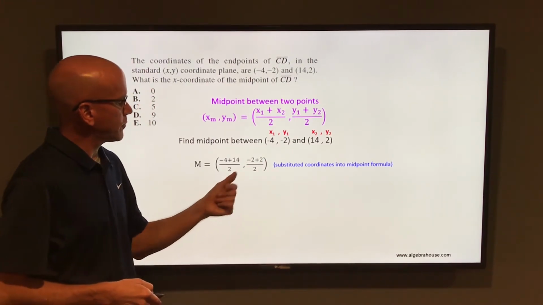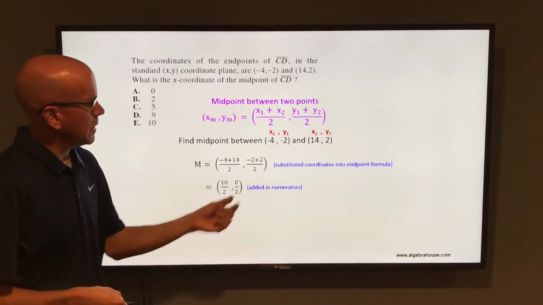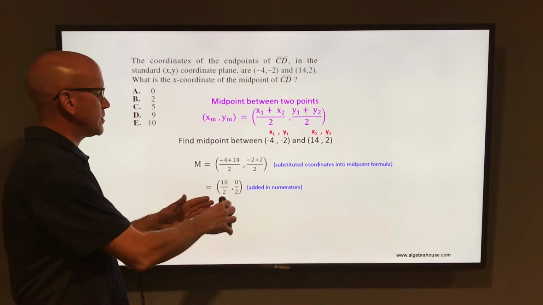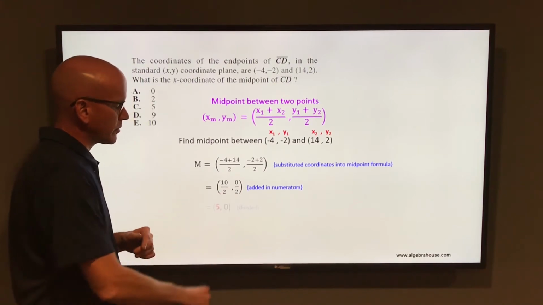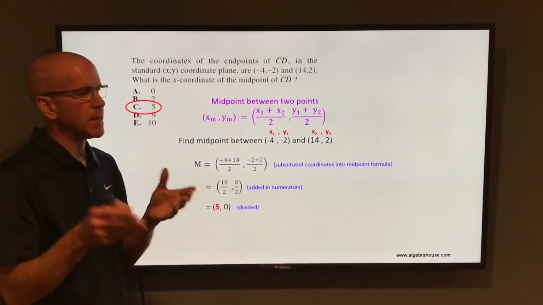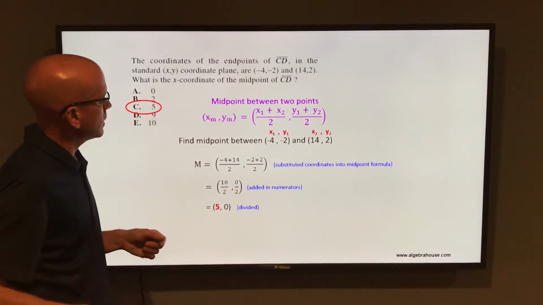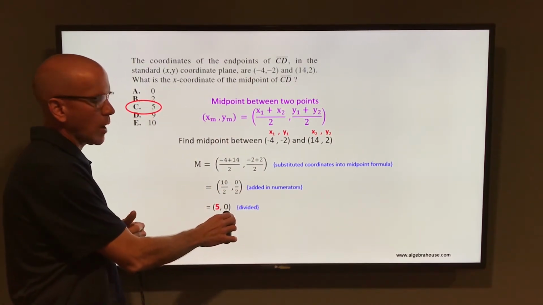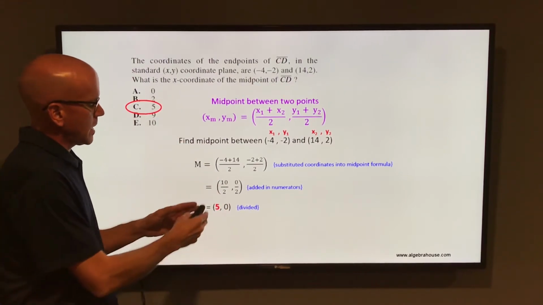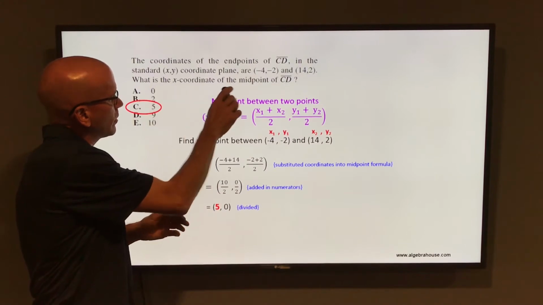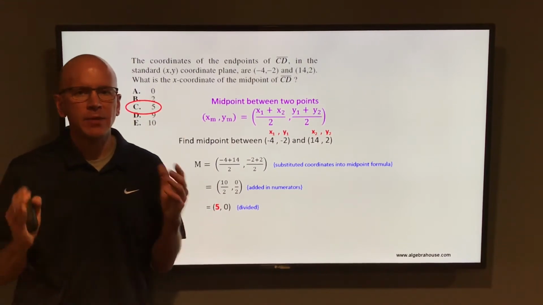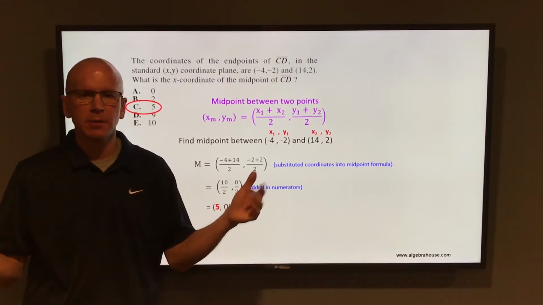-4 plus 14 is 10 over 2. And -2 plus 2 is 0 over 2. So the midpoint between these two points would be 10 over 2, which reduces to 5, and 0 over 2, which reduces to 0, but we're just looking for the x coordinate. One thing to notice is the y coordinate of the midpoint is one of the choices. The x-coordinate of the midpoint is what's being asked, and it is 5. Once again, add the x's together, divide by 2. That gives you the midpoint.